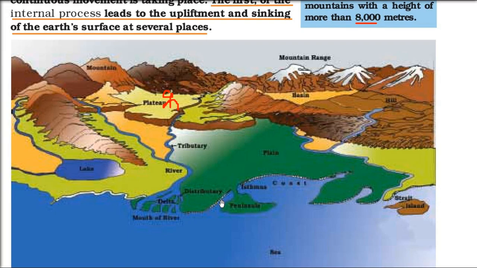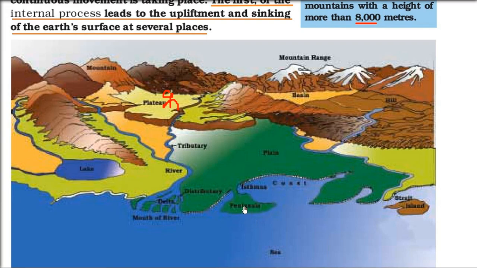And sometimes you will also find the distributary of this river. And this is a coast. If this is a sea, this is a coast. That is where the water meets the land. And there is a small part which joins the land. That is called isthmus, sandhi, jal sandhi.